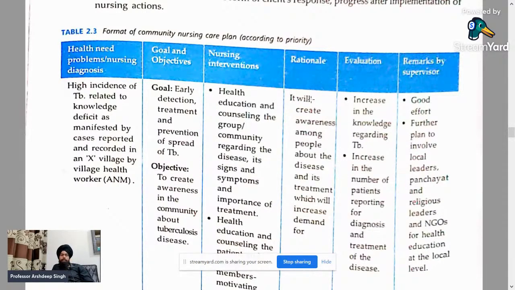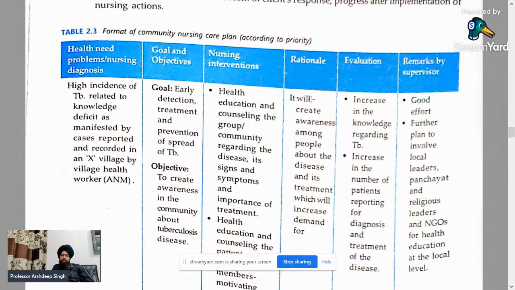For example, you can see under the health needs or problem, a statement is written over here like: high incidence of TB related to the knowledge deficit as manifested by cases reported and recorded in X village by the village health workers. So this is the type that I was discussing, high incidence of TB related to the knowledge deficit. Okay, so what will the goal be? Early detection, treatment and prevention of TB. Why? Because the persons are knowledge deficient, so early detection and treatment should be there. And why are we doing this? So as to prevent the spread of TB.